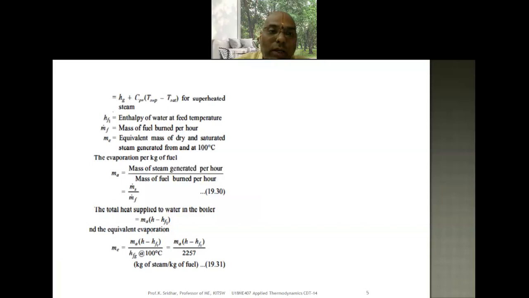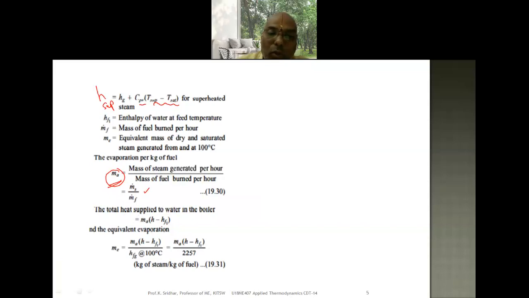Now, how to calculate the superheated steam enthalpy. Here h superheated, equivalent to h_g, is nothing but h dry saturated steam plus the degree of superheat, that is (T superheated minus T saturated) times the specific heat of the superheated vapor. Now the evaporation per kg of fuel is normally denoted by E_m, which is equivalent to mass of steam generated per hour divided by mass of fuel burned per hour, that is m dot s by m dot f. That is the formula to calculate evaporation per kg of fuel.